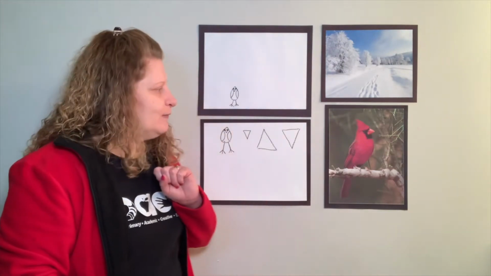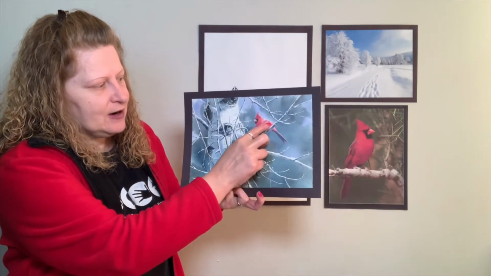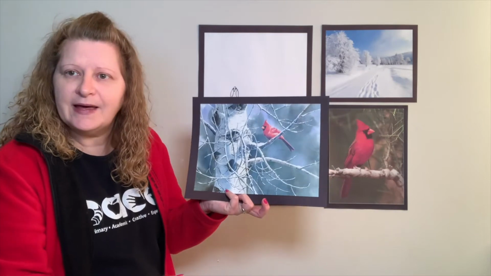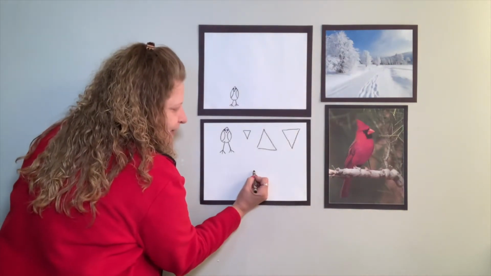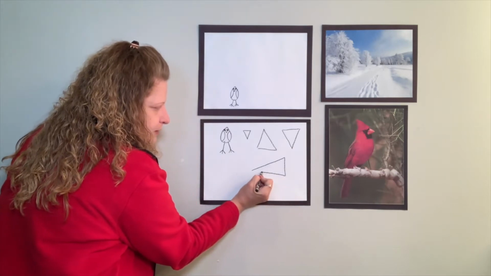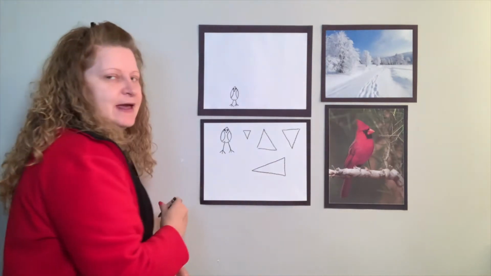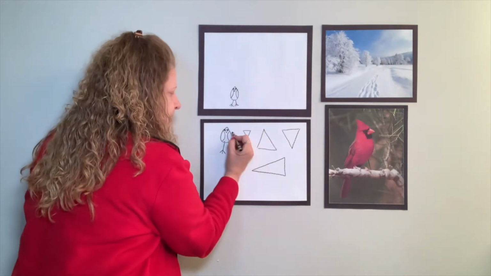One more thing that we need on our cardinal. Cardinals also have a tail. So we need to put a tail on our cardinal. So if you look at this picture here, you will see that our cardinal has a long red tail. And for our tail, we're simply going to make a really large triangle that's sort of laying on its side. And you know what? I'm going to add it right here.